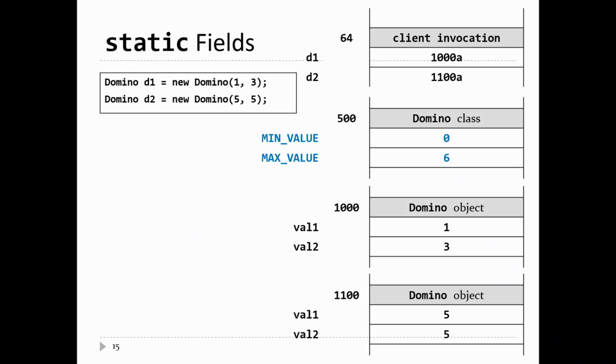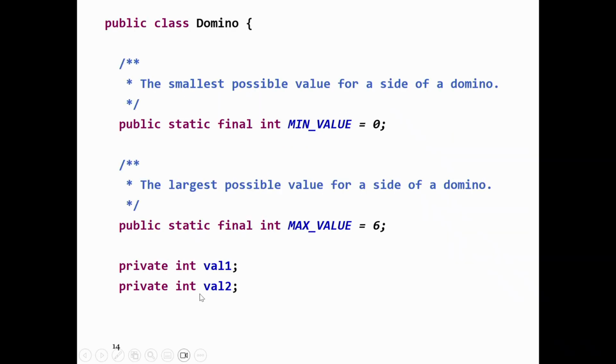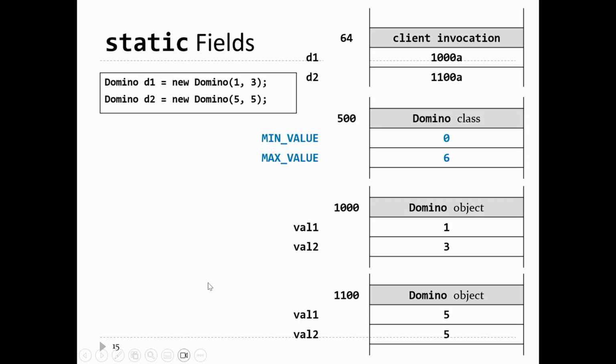Right? So if you want a memory diagram for this, it looks something like the following. When you use the domino class for the first time, it gets loaded into memory. So there it is. What's in the domino class? There's a field called min value. There's a field called max value. There's some details missing here. There should also be a val 1 and a val 2, right? But it doesn't fit on the slide. So there should be a val 1 here. There'd be a val 2 here.